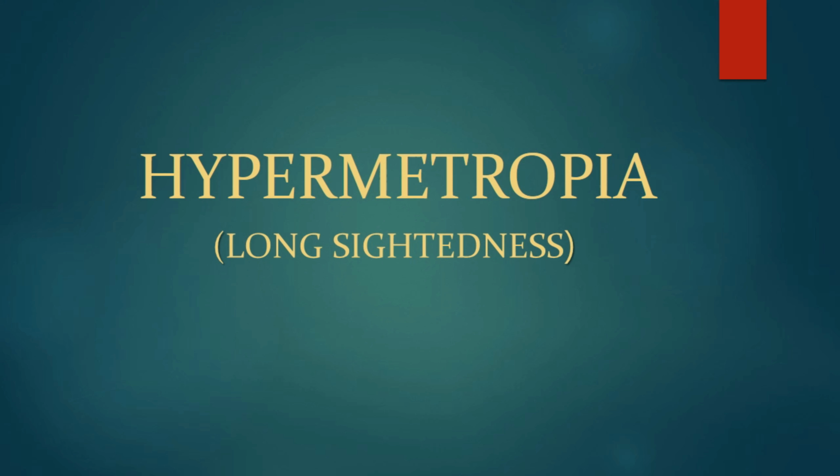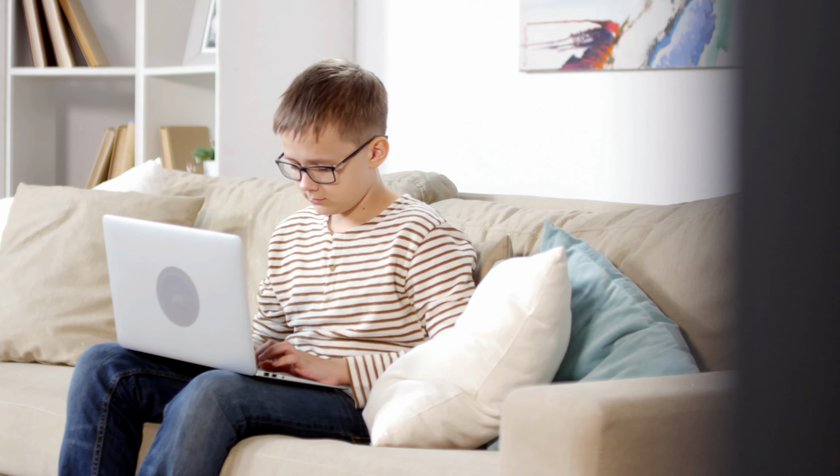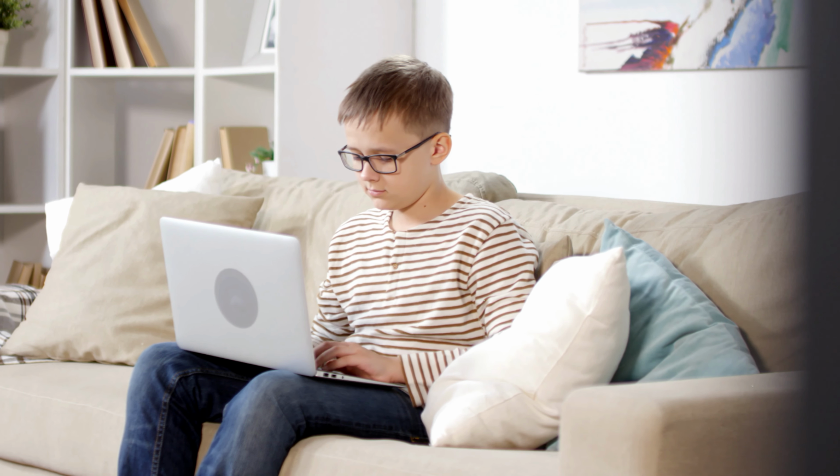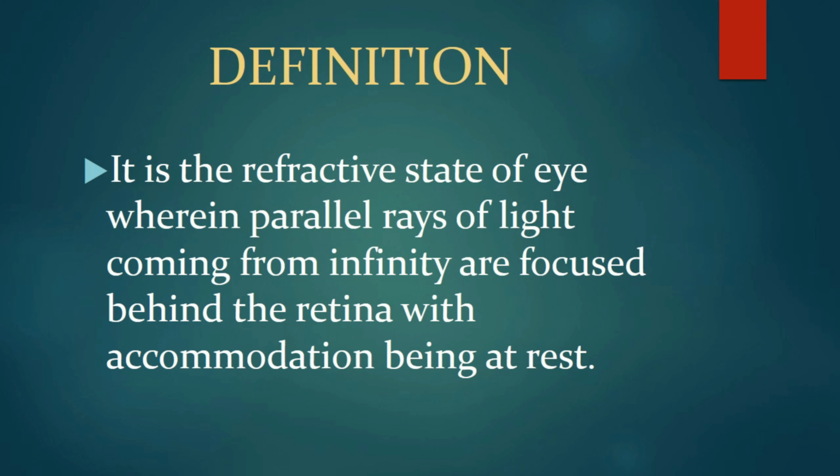First of all, you need to know the optics of an emmetropic eye. A person who has normal eyesight, that is 6/6, has parallel rays of light coming from infinity focused on the retina. But in case of hypermetropia, parallel rays of light coming from infinity are focused behind the retina with accommodation being at rest.